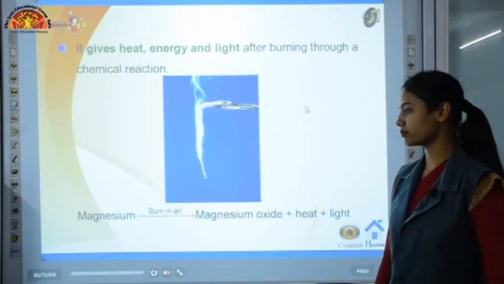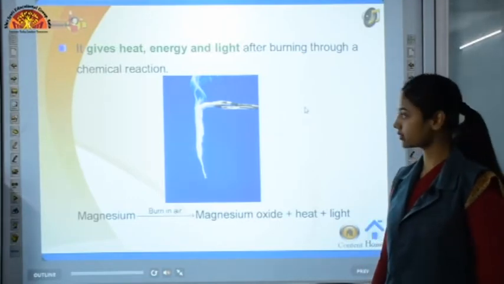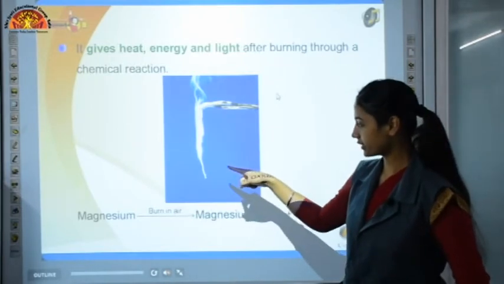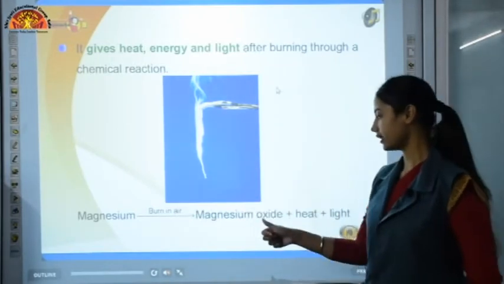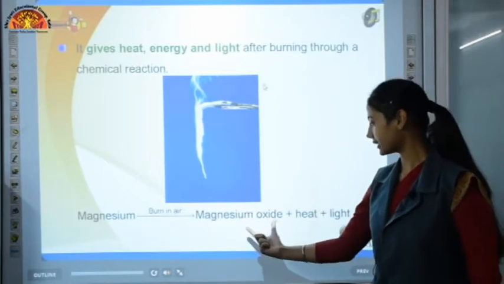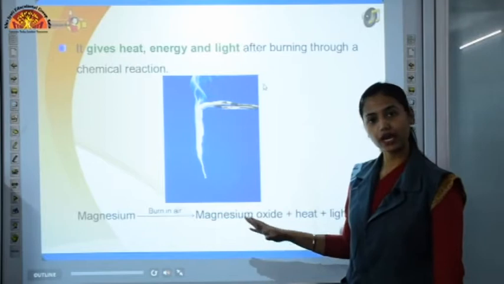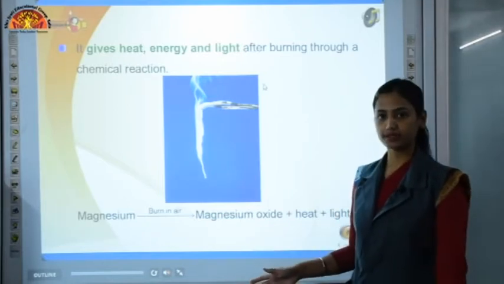Like here example of magnesium is given. Using these tongs we have held this magnesium ribbon and we burnt it in the air. So what are the products? Magnesium oxide, heat and light. The same reaction we have discussed in chapter 4 also, metals and non-metals.